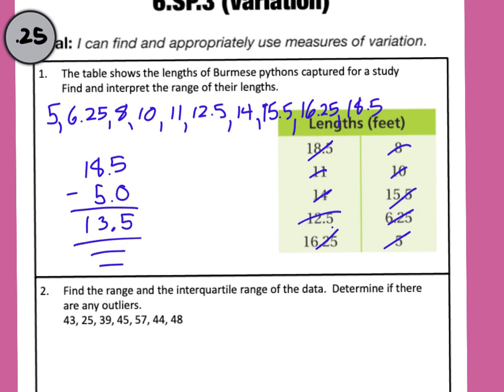What that is saying is that from here to here, it's 13 and a half. So that's the range of their lengths, is 13 and a half. And it's really just a measure of the maximum number minus the minimum number. And that is just telling you the range of the data. So 13 and a half feet. Let's go down to number 2 now.